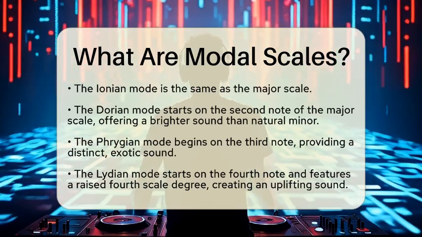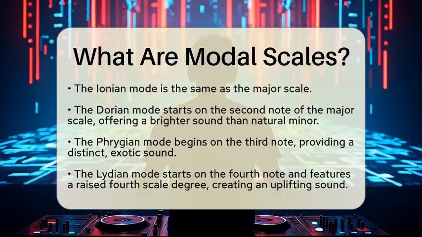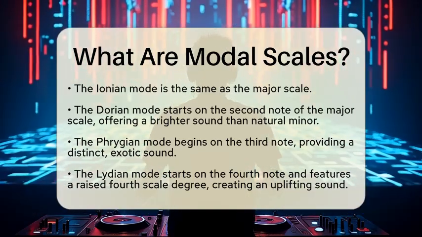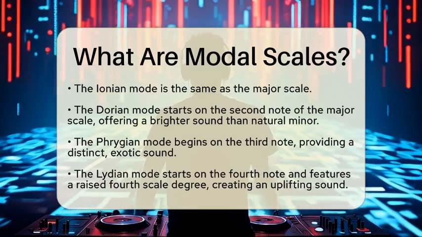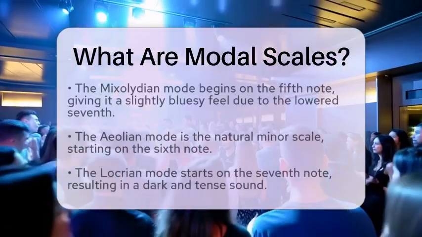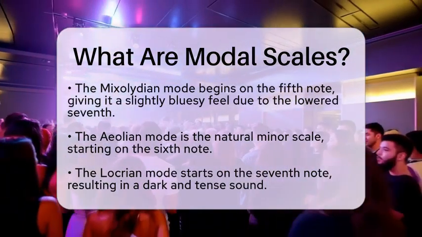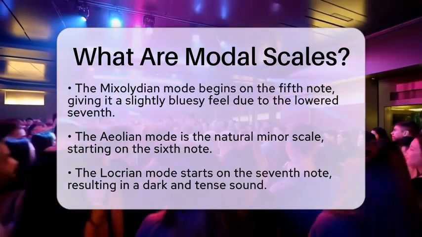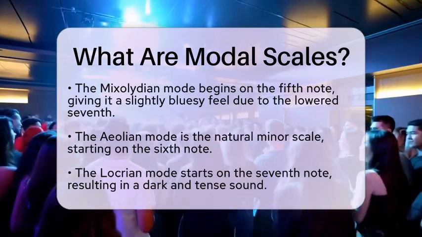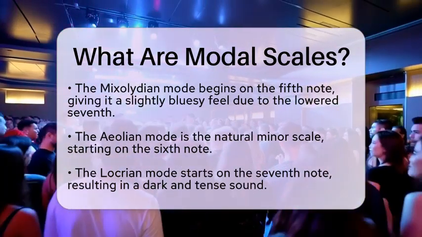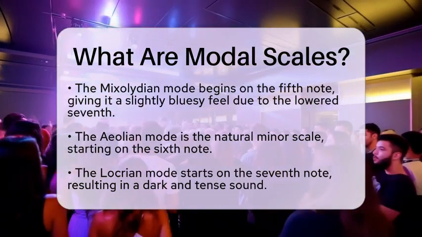The Lydian mode starts on the fourth note of the major scale. For C major, this is F, G, A, B, C, D, E, F. The Lydian mode features a raised fourth scale degree, giving it a bright and uplifting sound. Next is the Mixolydian mode, which begins on the fifth note of the major scale. For C major, it is G, A, B, C, D, E, F, G. The Mixolydian mode has a slightly bluesy feel due to the lowered 7th scale degree.